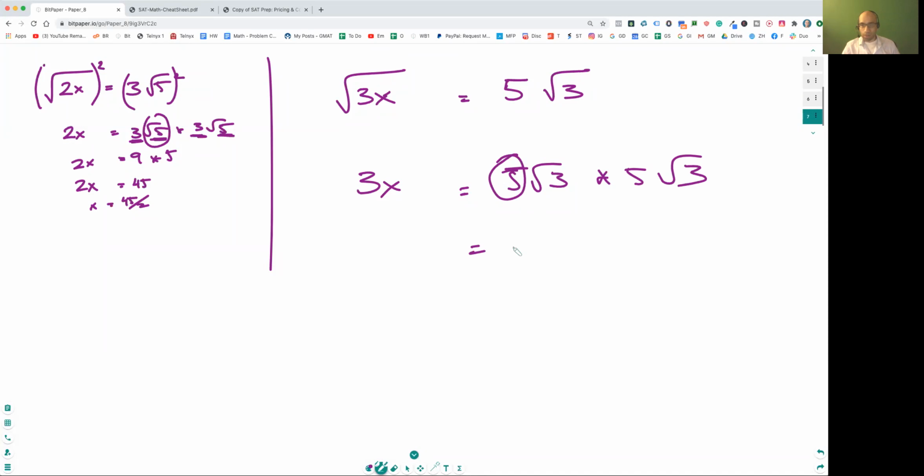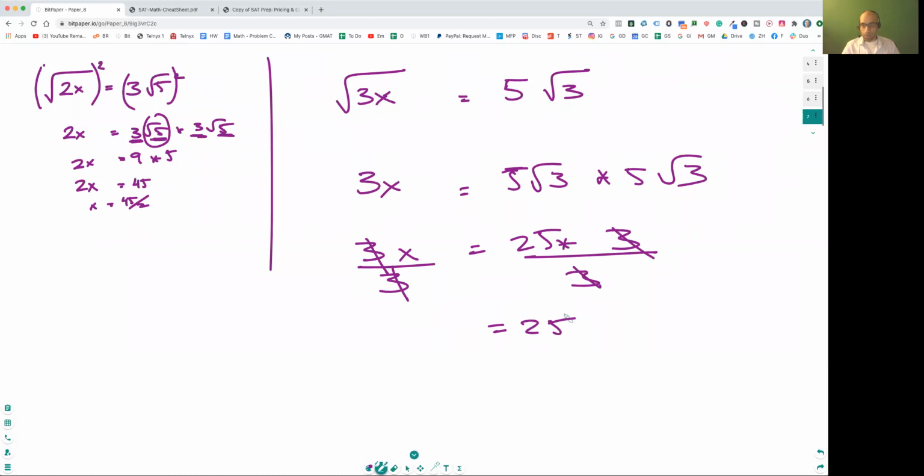This time this is 25. And this is square root of 3 times square root of 3, which is 3. That's an important step. If you don't know it, let me know. And so 3x is equal to this. Now, how do you get rid of x? So all of these steps, that goes away, and that's 25. So that's your answer.